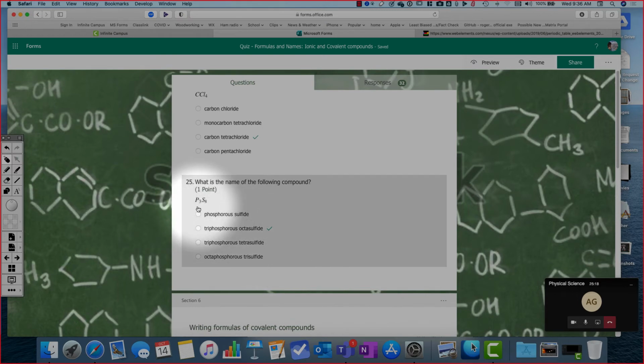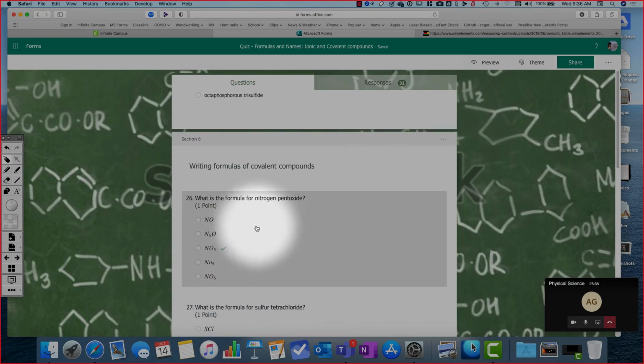We have P3S8, so that's phosphorus and sulfur. The prefix for 3 is tri. The prefix for 8 is octa. So it is triphosphorus octasulfide. Okay?